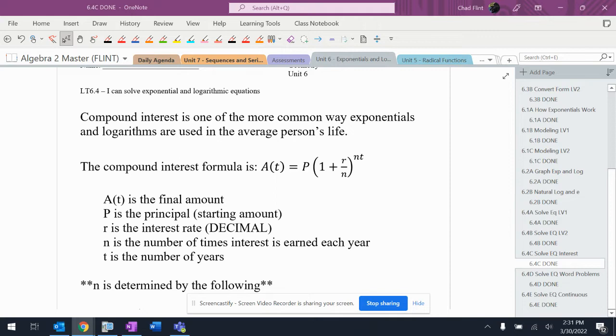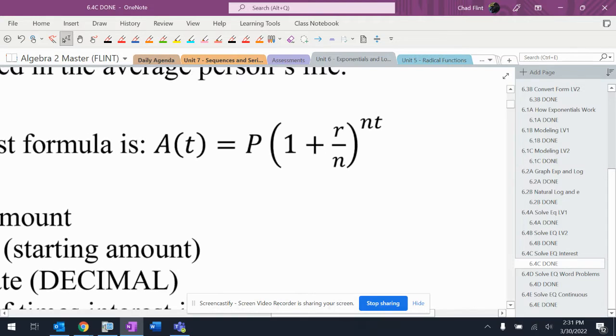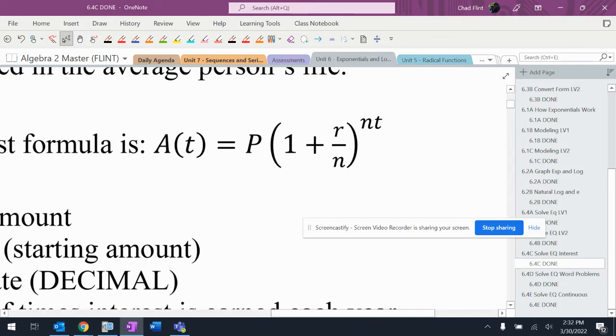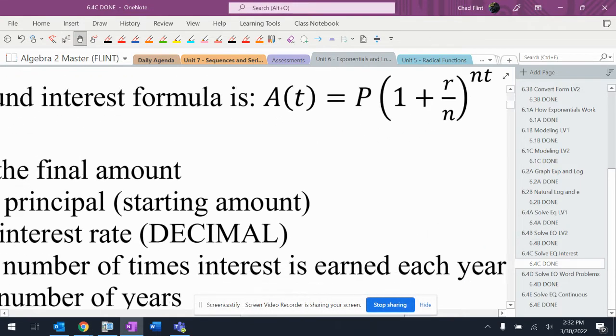There is a compound interest formula that's right here. All right. A of t equals P times (1 plus r over n) to the nt. A lot of letters. If we don't know what the letters mean and we don't know where to put the numbers, we're just randomly putting numbers in places. It's not going to go real well. All right. The letters are explained right here.